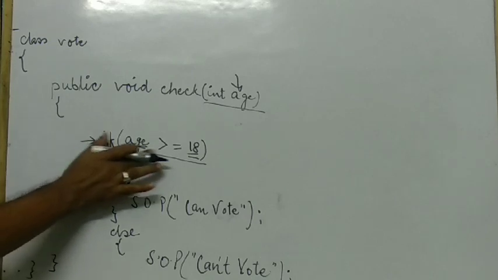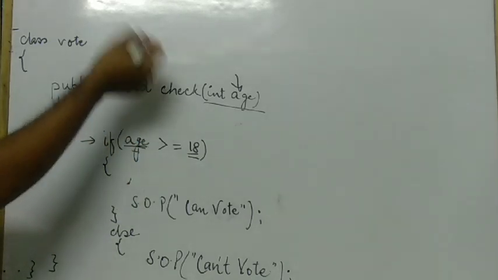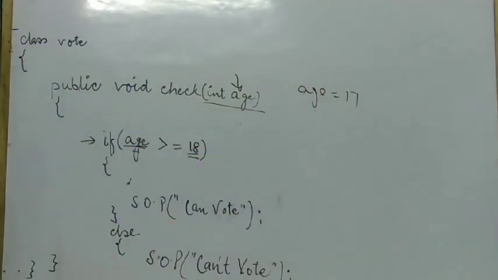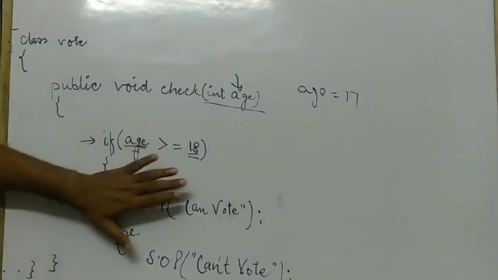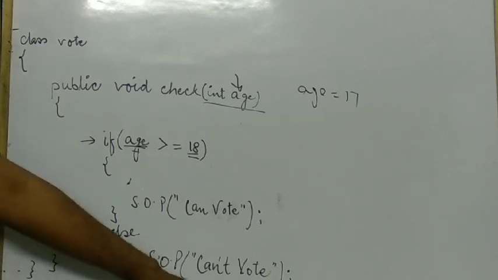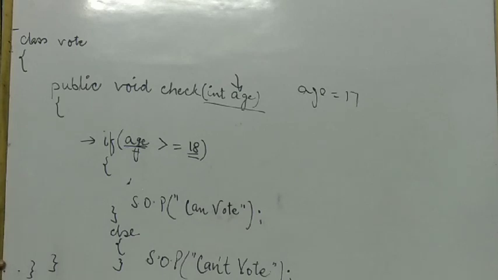Now the opposite of this, if this condition is false, suppose someone enters the value of age as 17. Okay, so if it enters as 17, then this part will be skipped and the program will execute SOP can't vote, and then come out of the program. Okay, I think now you are able to understand what the if-else statement is.